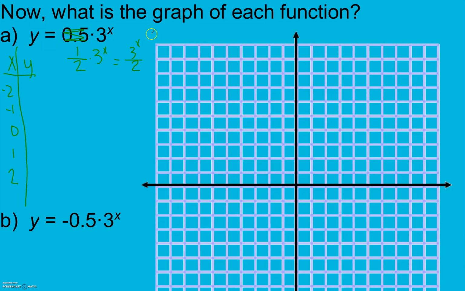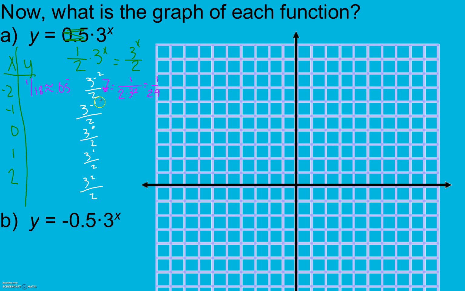Now, I'm going to plug in my exponents. So I'm going to take 3 to the negative second power over 2. 3 to the negative first power over 2. 3 to the 0 power over 2. 3 to the first power over 2, and 3 to the second power over 2. When I simplify, any negative exponents I have to move to the denominator and make positive. So here I get 1 over 2 times 3 squared. 3 squared is 9, and I get 1 over 18, which is approximately 0.05 repeating.